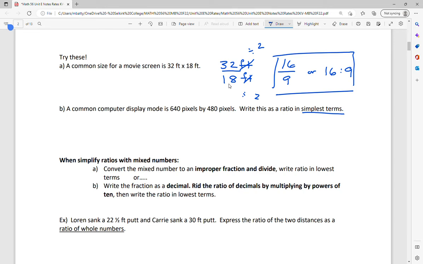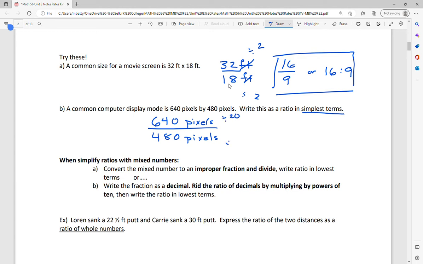So computer monitors are 640 pixels by 480 pixels. You might be able to change the ratio on your TV or monitor, right? That's something that we've done. Now this is not in lowest terms. You could, well, I didn't do this in one fell swoop.